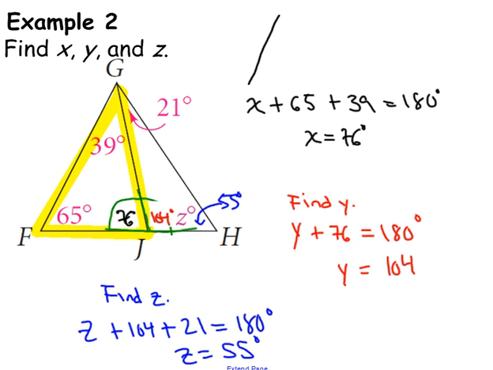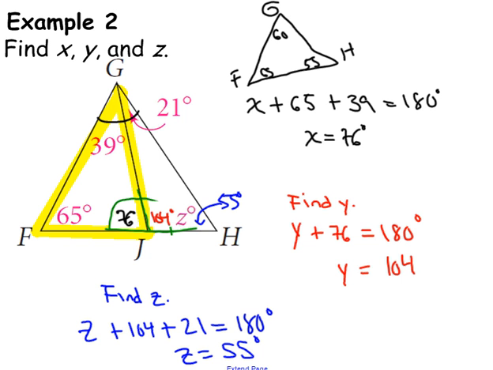One of the things you'll notice is if I draw the triangle here, this is a depiction of it. It's triangle F, G, H. We know angle F is 65. We know angle H is 55. And angle G is the sum of 39 and 21, and that's 60. So here's one way to check. We know that these are supposed to add up to 180, and they do. So we know that we did everything correctly.